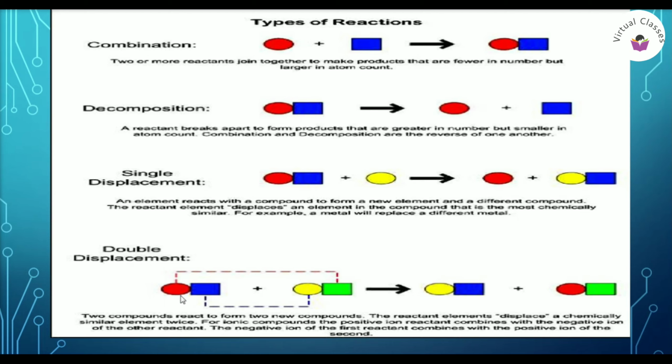Next is double displacement. Here, two compounds react to form two new compounds. The reactant elements displace a chemically similar element twice. For ionic compounds, the positive ion reactant combines with the negative ion of the other reactant. The negative ion of the first reactant combines with the positive ion of the second.